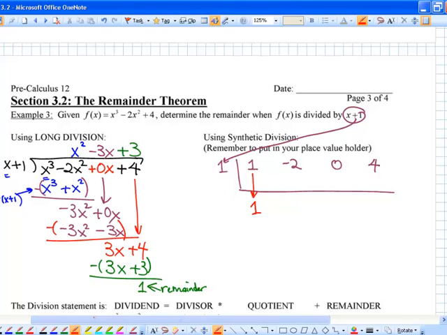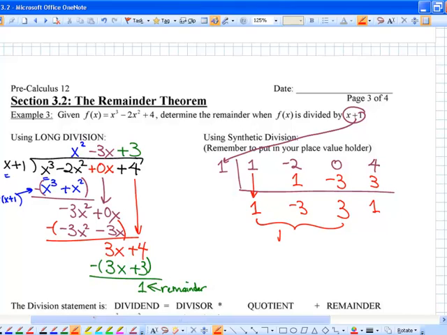1 times 1 gives you 1. We'll put it up here. Let's do the subtraction. Negative 2 minus 1, negative 3. We'll do the multiplication again. 1 times negative 3, that's negative 3. We'll do the subtraction again. 0, take away negative 3, positive 3. We'll do the multiplication again. 1 times 3, that's 3. We'll do the subtraction one last time. 4 minus 3, 1.